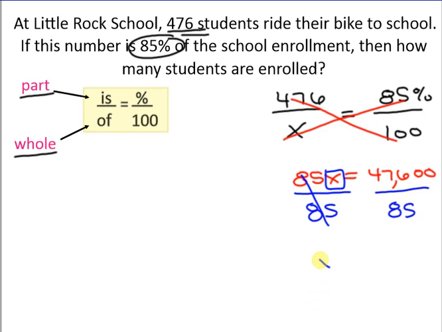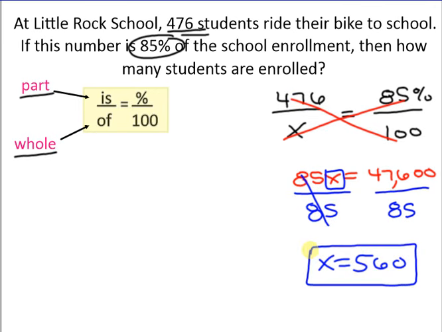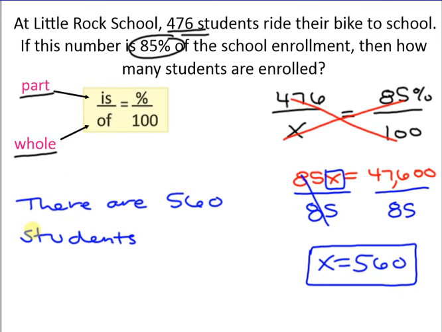These cancel. X equals 47,600 divided by 85 is 560. So the answer is there are 560 students enrolled at the school.